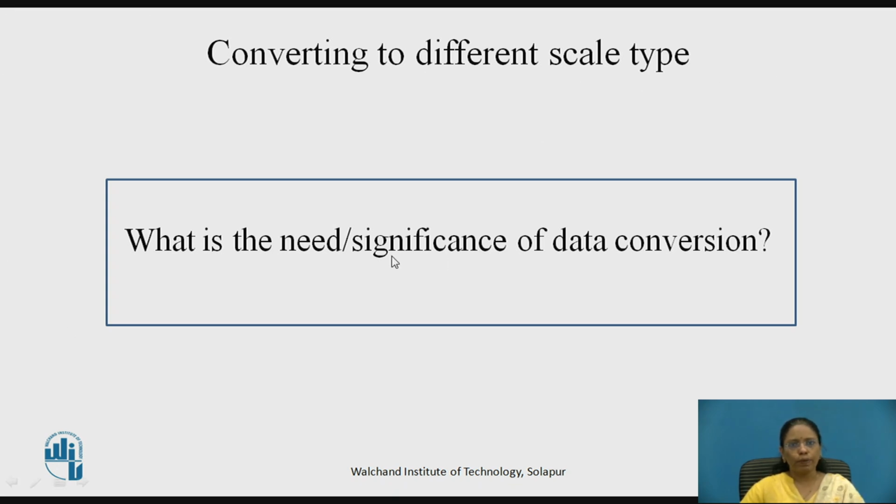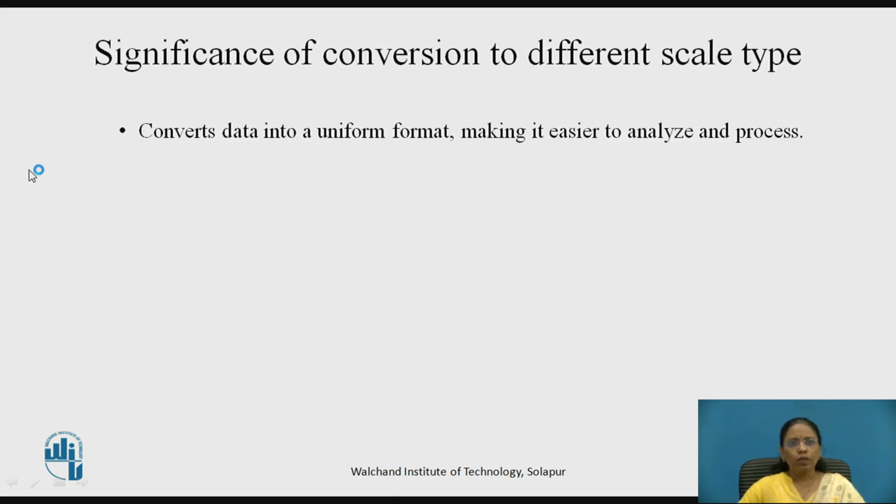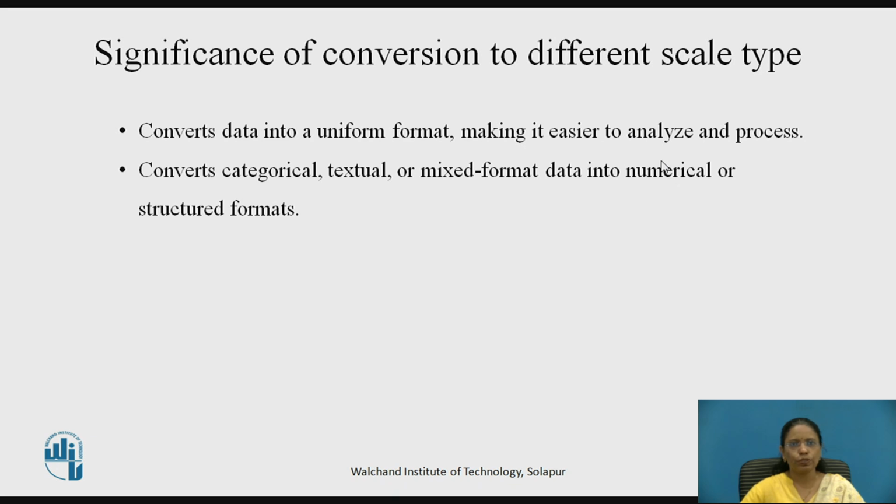Converting to different scale type. First of all, what is the need or the significance of data conversion? Let us look at that. Significance is to convert the data into a uniform format, making it easier to analyze and process. So when we convert the data into one format, we want all the attributes to be in the same format. In such cases we get the uniform format, and that makes it easier to analyze and process.